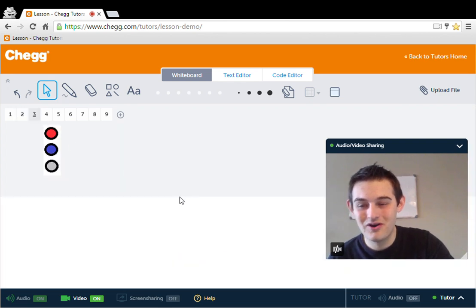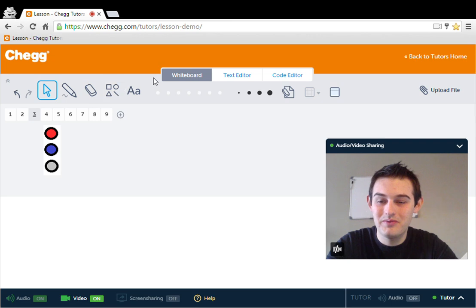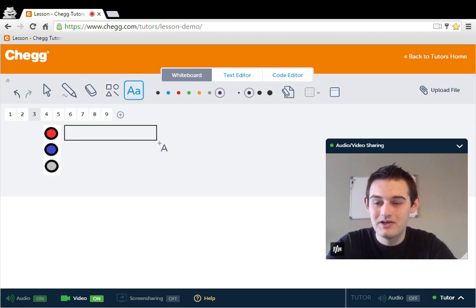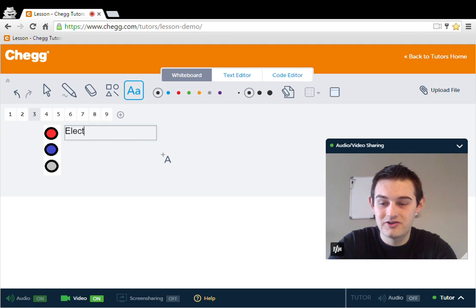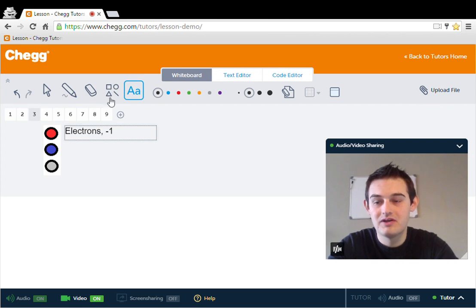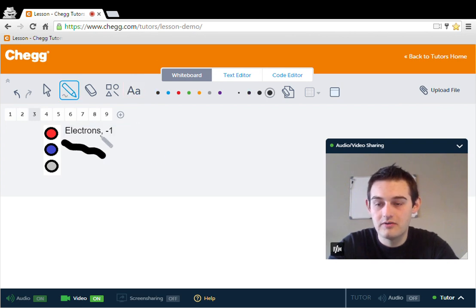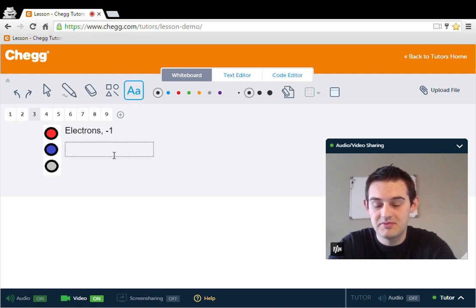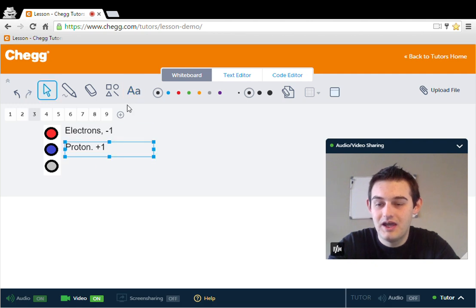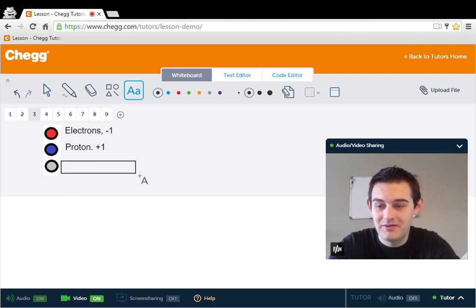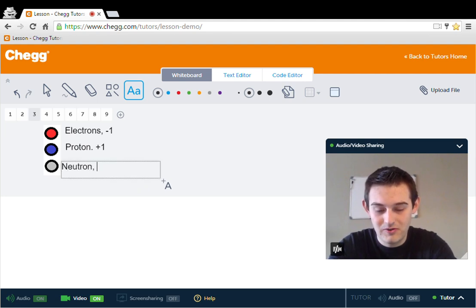Okay, so what are subatomic particles? Well, we have three types of subatomic particles. We have something called electrons, which have a negative charge. We have another subatomic particle called the proton, which has a positive charge. And we have one other subatomic particle, called the neutron, which is neutral or has no charge.